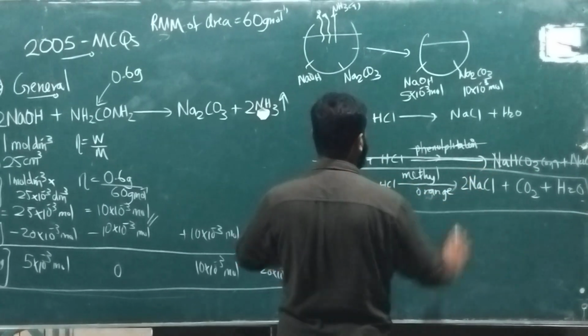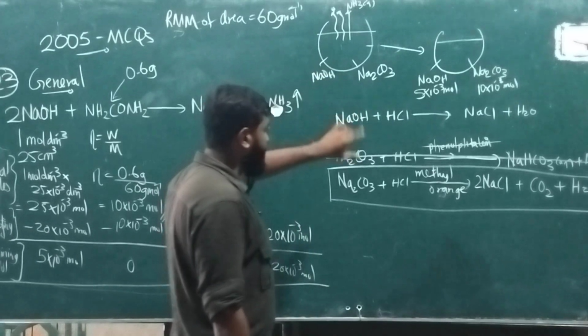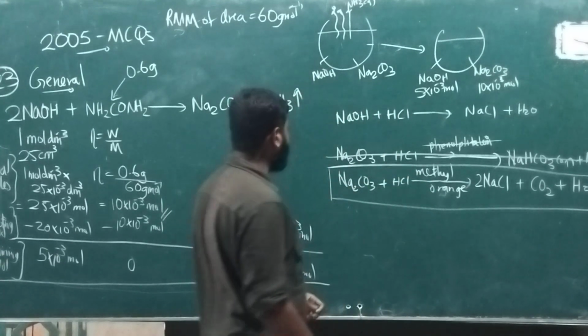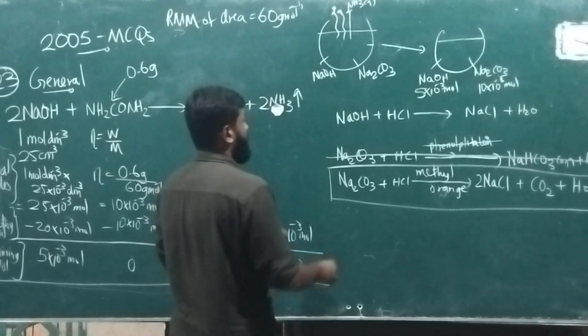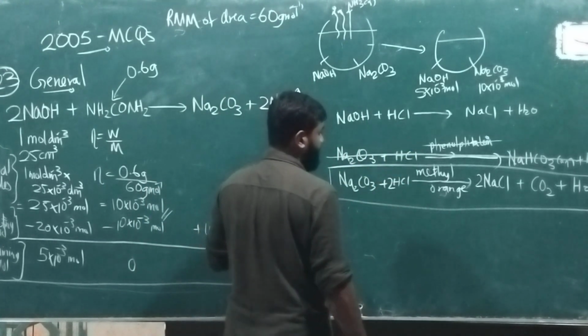So you need to completely neutralize them. There should not be anything remaining here. Since they did not give any indicators, you can consider this reaction over here, so you can directly find out their number of moles. So here 2 moles will be there.